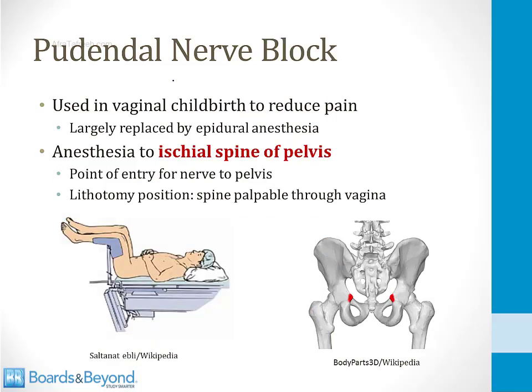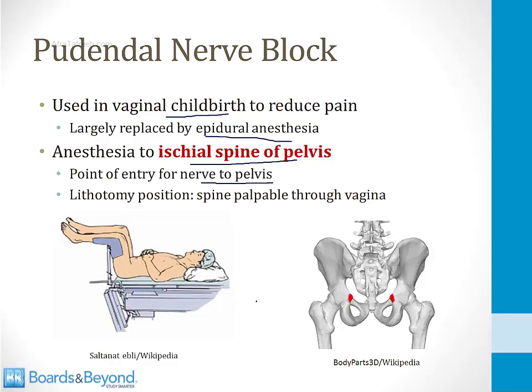Pudendal nerve block is a technique used to numb the genital region in vaginal childbirth to reduce pain. This isn't done much in the modern era. It's largely been replaced by epidural anesthesia. But the way a pudendal nerve block is done is by injecting a local anesthetic into the area around the ischial spine of the pelvis. This is the point of entry of the pudendal nerve into the pelvis.